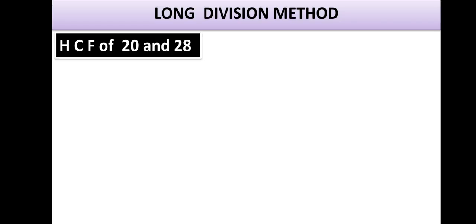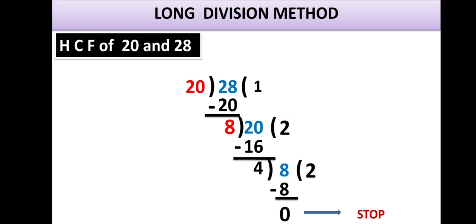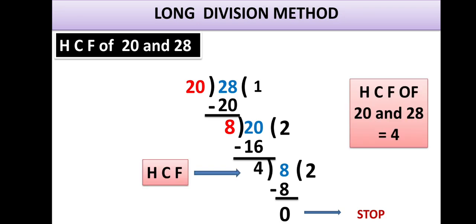Let's see some more. HCF of 20 and 28. Same thing, 28 is the dividend as it is the bigger one, 20 is the divisor. 2 1s are 20, the remainder is 8. So again, here you see the divisor has become the dividend. So 8 2s are 16, the remainder is 4. Again 8 has become the dividend here. 8 was the divisor, now it is the dividend. So 4 2s are 8. Now you have to stop because you have got a remainder of 0 and the HCF is 4. So the HCF of 20 and 28 is 4.